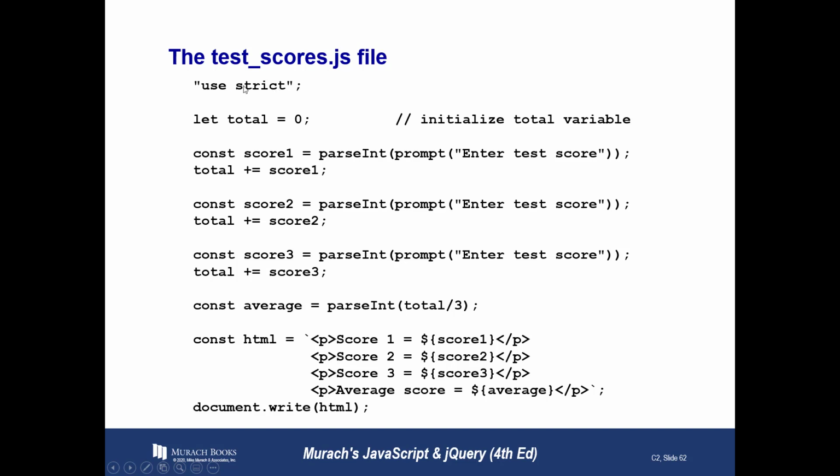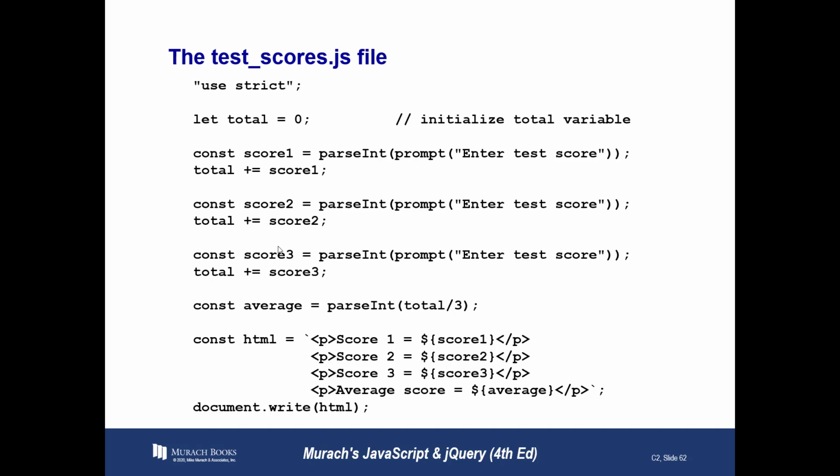Again, our use strict at the beginning. Let total equal 0. So that's our variable. That's our total variable. So that's going to be the addition of these three things. Again, if for score 1 and or score 2 and or score 3, if any of those, we put in something that's either non-numeric or blank, it will set that variable equal to NaN.